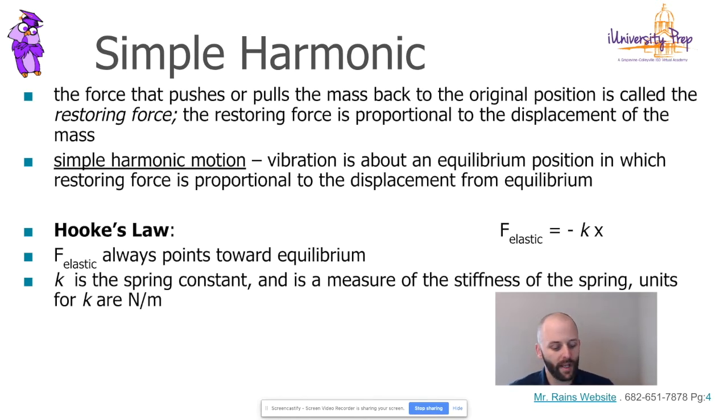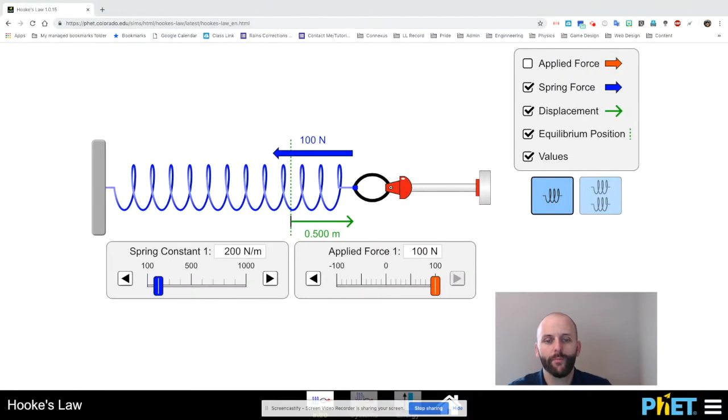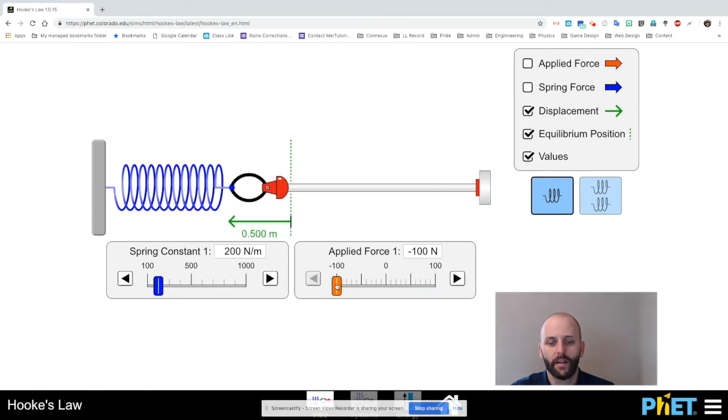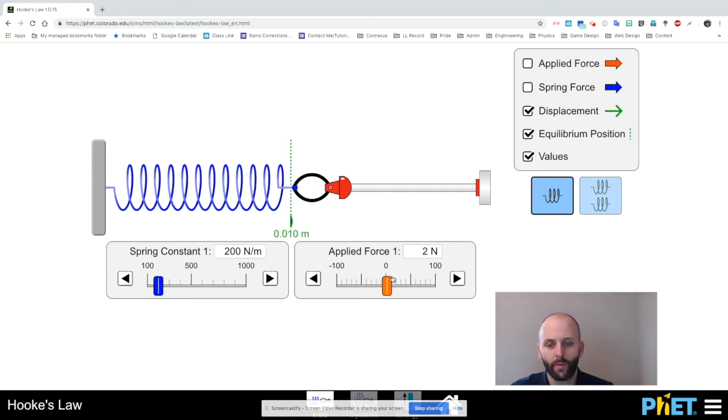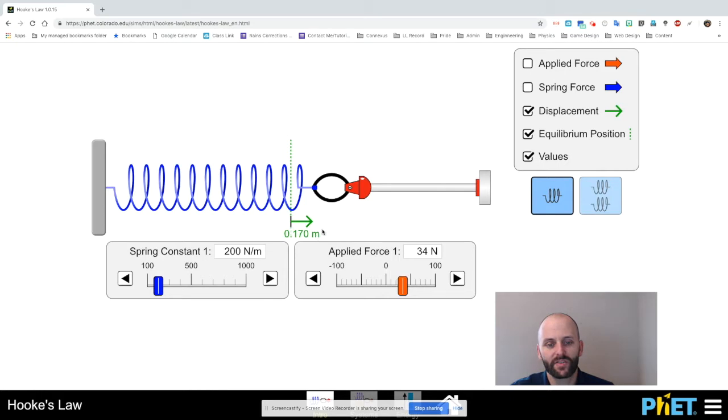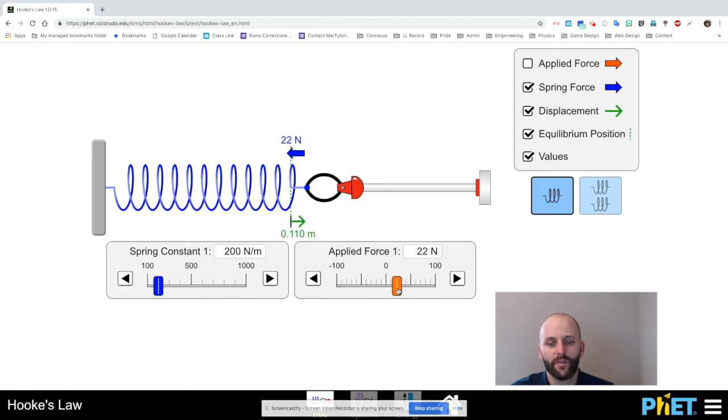So let's take a look at the simulation for Hooke's law. And one of the things that I want you to do real quick is just kind of pay attention. Notice as you apply a force to the spring, right? You can push on the spring, we can pull on the spring. When it gets away from the equilibrium, it starts to increase from displacement. We can also see how it happens to the force itself.